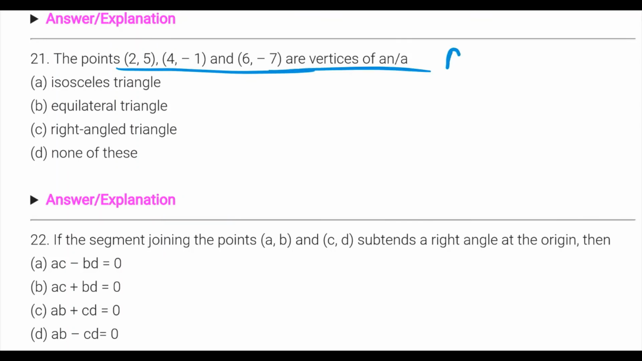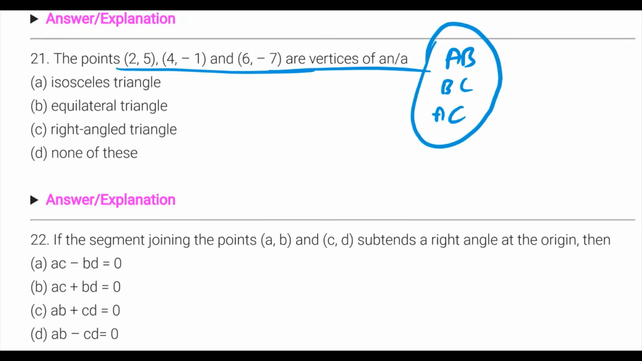So find AB, BC and AC and check if they are the points of an isosceles triangle or equilateral triangle. If all the sides are equal, it's an equilateral triangle. If these two are not satisfying, then go for the condition of a right angle triangle.